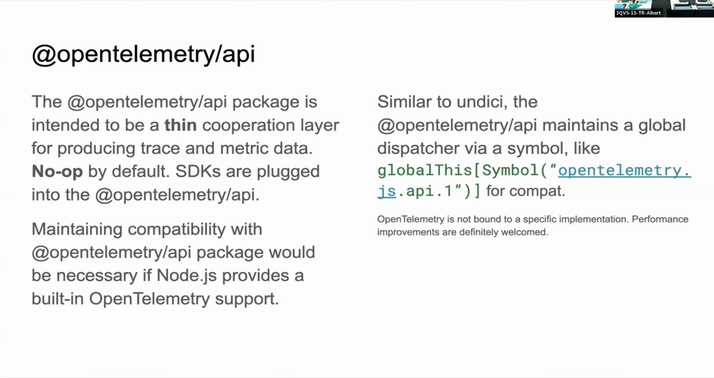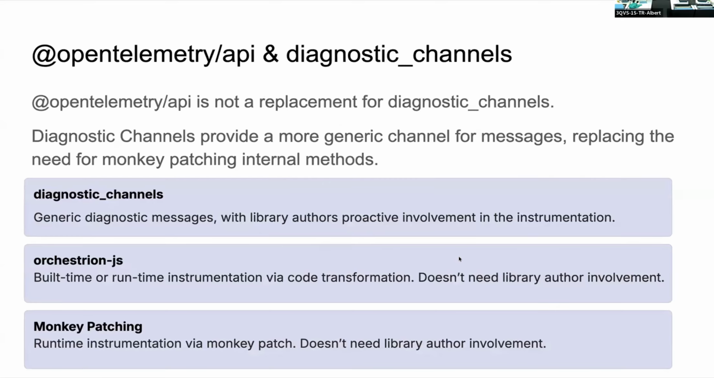And notably, OpenTelemetry is not bound to a specific implementation. It's an open source project, so we definitely welcome performance improvements or any proposals that could improve OpenTelemetry as a whole and benefit all vendors. So that comes to another topic: we have diagnostic channels, which are awesome in Node.js for people to instrument their code as well.